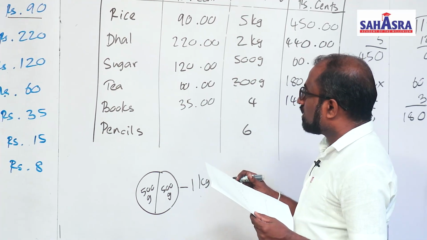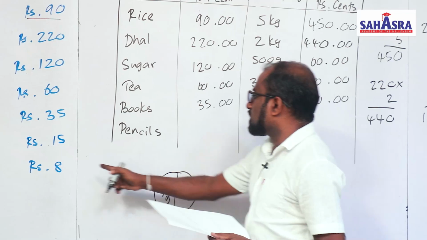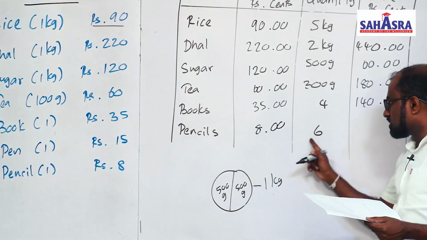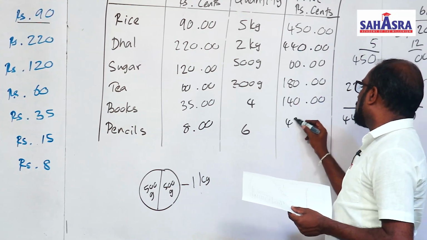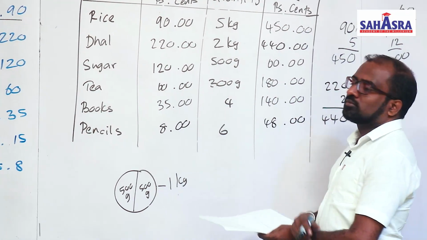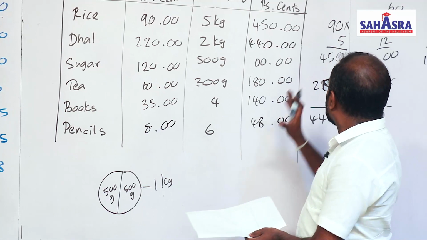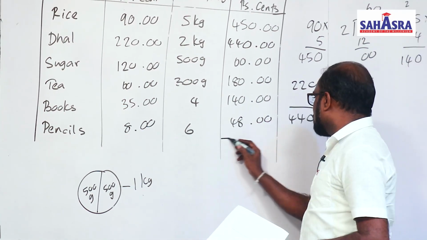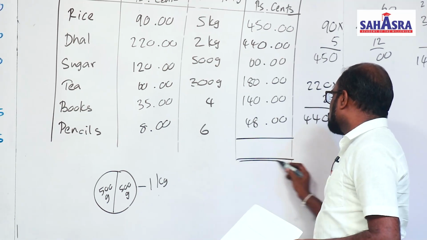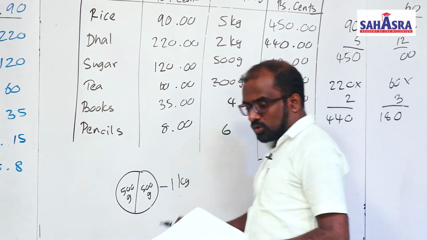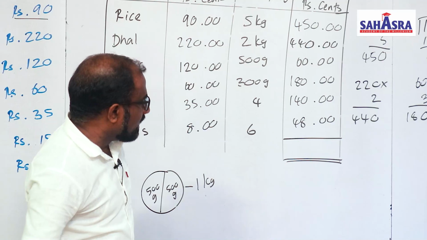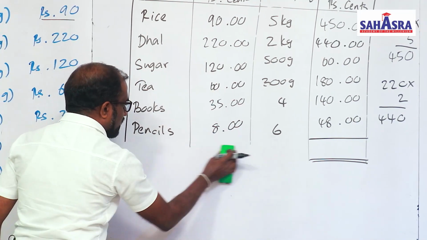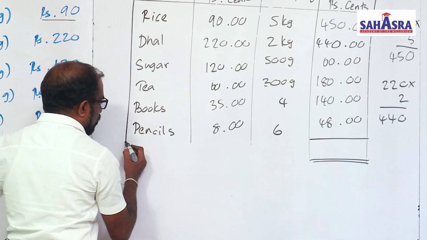Next one, pencil. One pencil is 8 rupees. And for 6 pencils, 6 times 8, that is 48 rupees, right? Multiplication, division, right? Then to get the total price, what? We have to add the price column to get the total price.